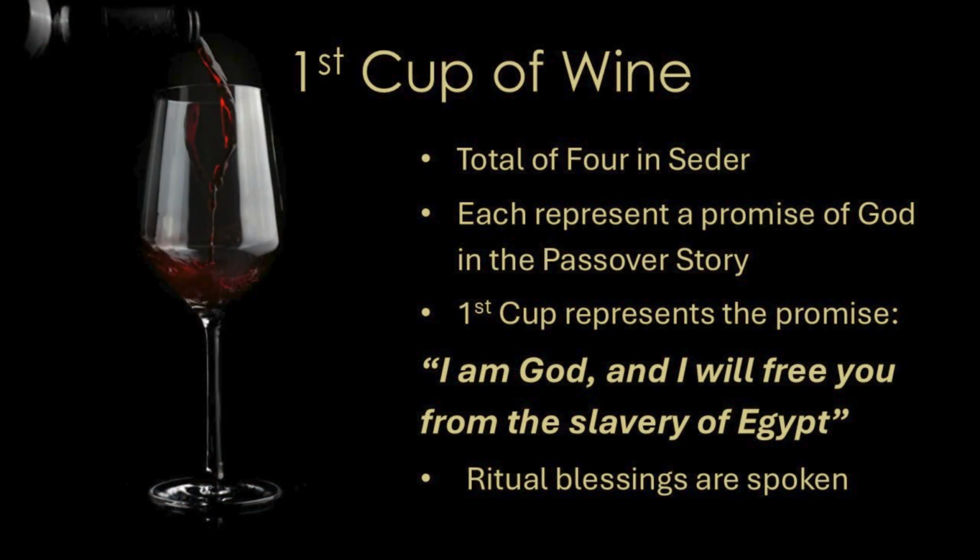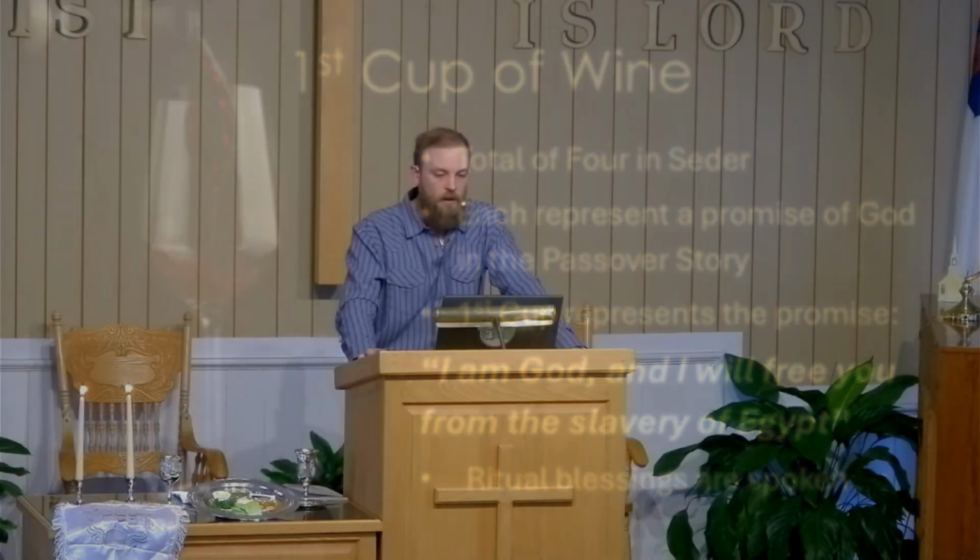I'm going to go through and explain in the same order that they do during the Seder. So after they light the candles, the leader of the house will actually go through and explain what we're about to do. So what he does is they start with the first cup of wine and explaining that. There's going to be a total of 4 of them. The first cup is actually going to represent the promise of I am God and I will free you from the slavery of Egypt. Again, at this point, ritual blessings are spoken and they continue on.